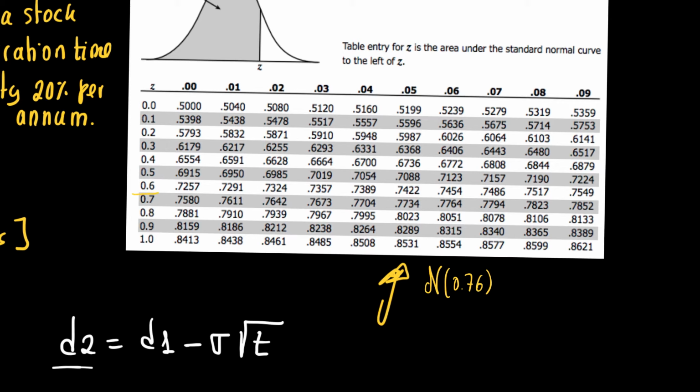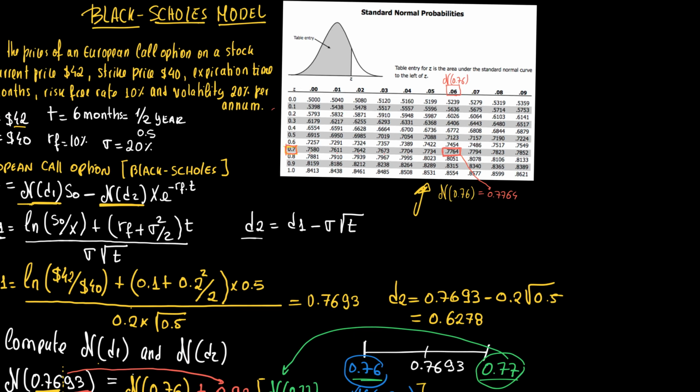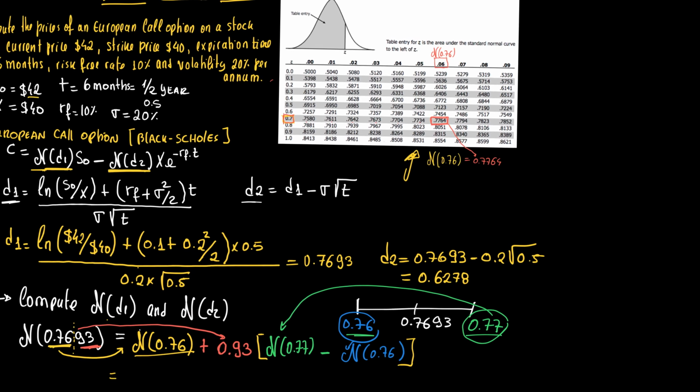It means that I will go here, so 0.70, let's put it in red, and I will walk, so 70, 71, 72, 73, 74, 75, 76. Okay, so this is n of 0.76 here. So it means that n of 0.76 is nothing more than this value, 0.7764. So let's plug in this number back into our calculations.